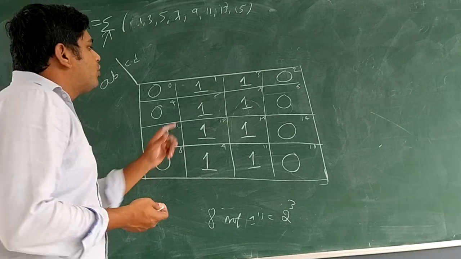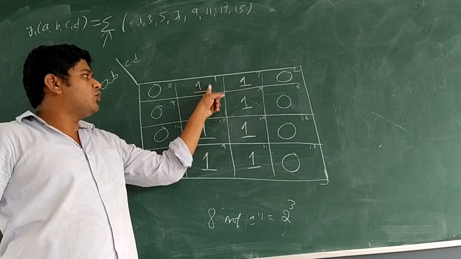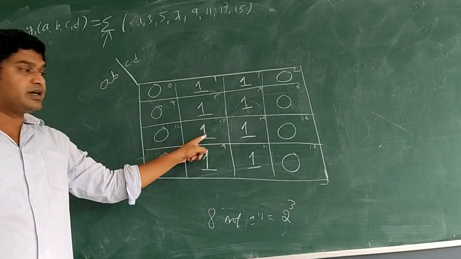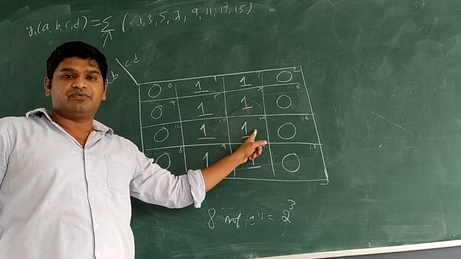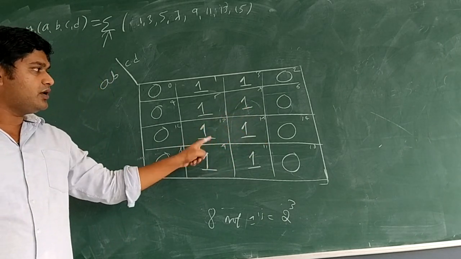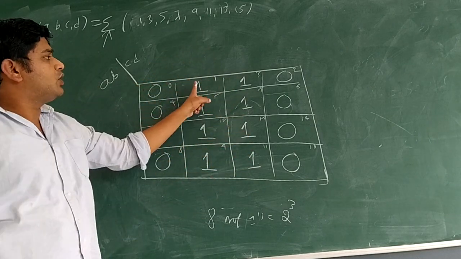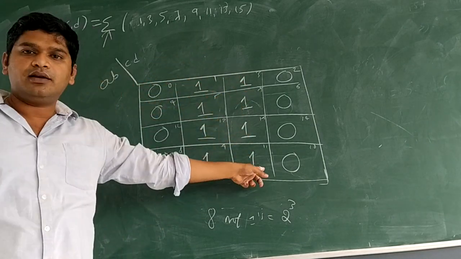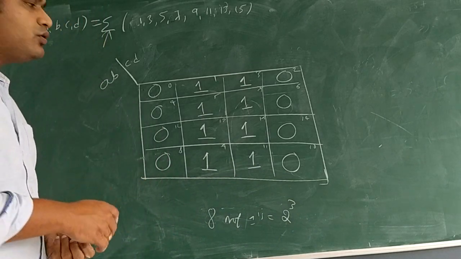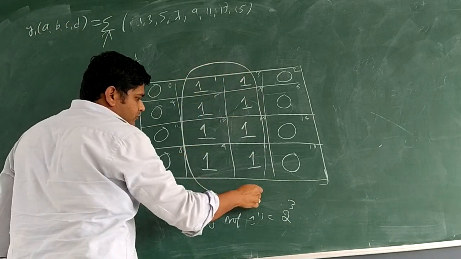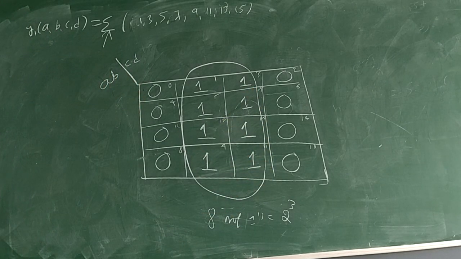Next, 1 adjacent to 3. 1 adjacent to 5. 3 adjacent to 7. 5 adjacent to 13. 7 adjacent to 15. 13 adjacent to 9. 15 adjacent to 11. By fold method, 1, 3 adjacent to 9, 11. Hence we can take a big cover of the size 8.